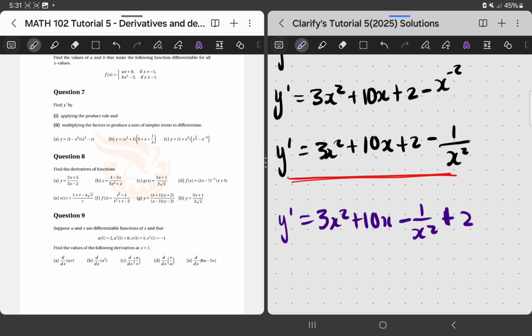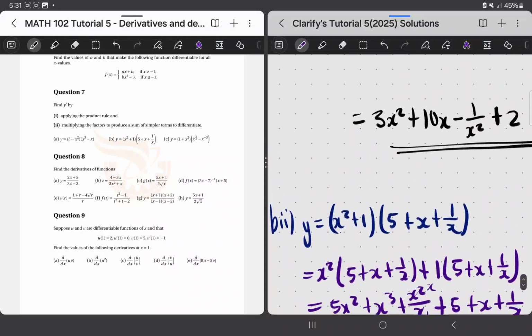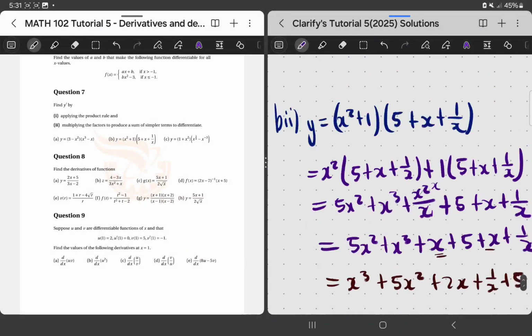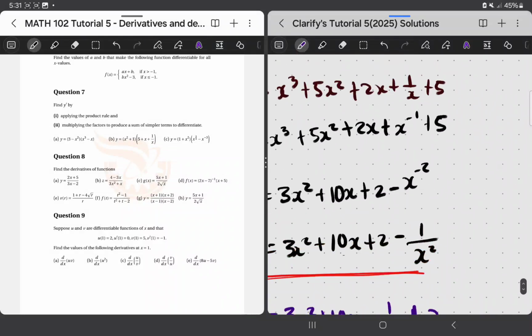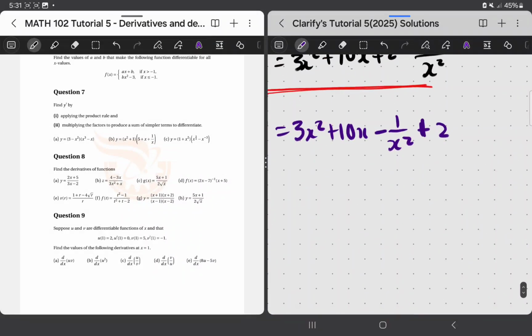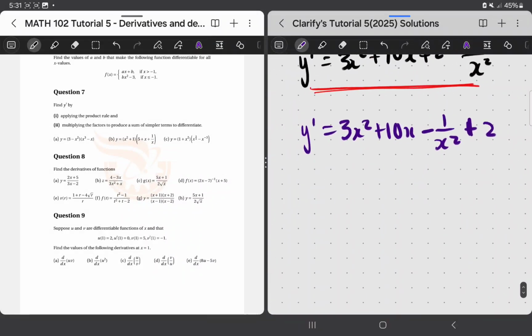So you can see that both of them are the same. Both of them agree: 3x squared and a 3x squared, a 10x and a 10x, a negative 1 over x squared and a negative 1 over x squared, then a positive 2 and another positive 2. This is not even hard. This is simple. This is a walk in the park for us. We know how to expand, and when we expand, we know how to differentiate polynomials. These are just basic polynomials, nothing complicated at all.